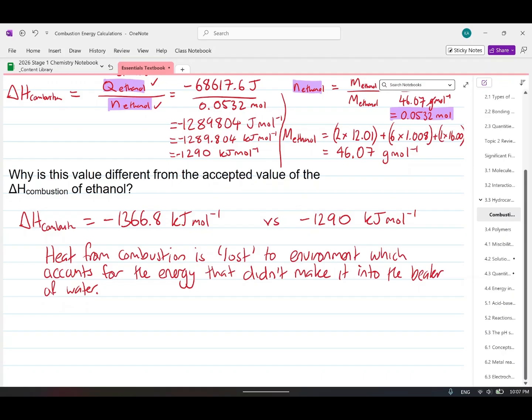If we are trying to put that energy into this beaker of water to be able to measure the energy released, any energy that does not make it into that beaker of water, going out to the sides, out to the environment, is lost, and it does not contribute to our water going up, and it'll seem like the ethanol is not releasing as much energy as it actually is. I think that's pretty much it.